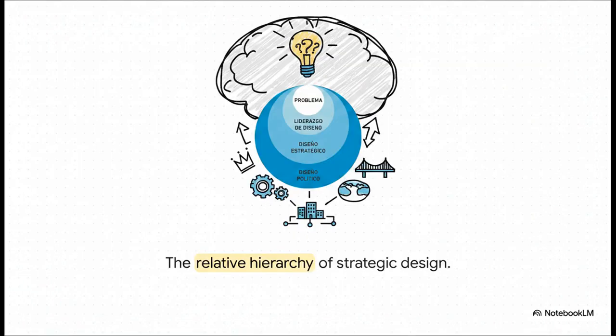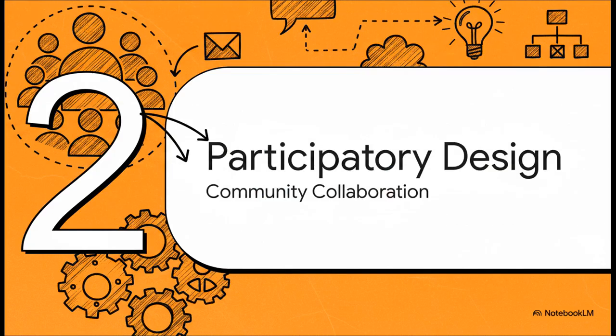Think about the hierarchy of a business for a second. You've got the core problem you're trying to solve at the top, surrounded by high-level design leadership. But right there in the middle, that's strategic design. It essentially acts as a bridge, right? It connects top-level management directly to practical solutions, translating those big, overarching business goals into tangible, real-world results for the user. Moving smoothly right along to part 2, participatory design.